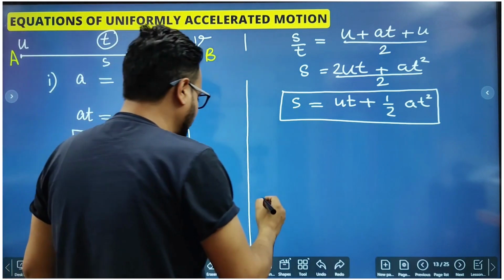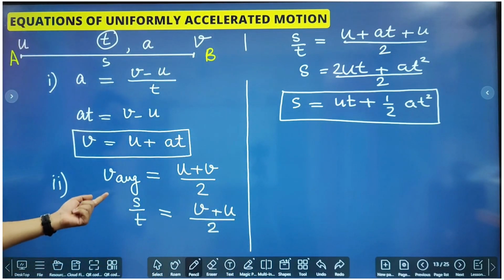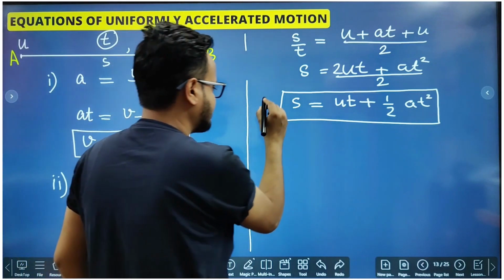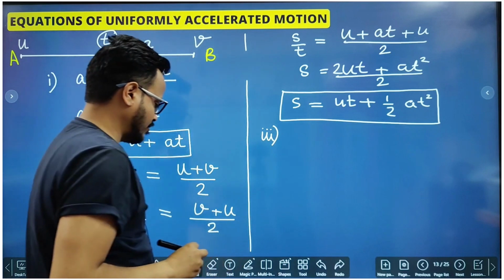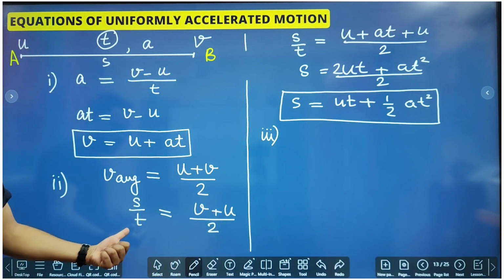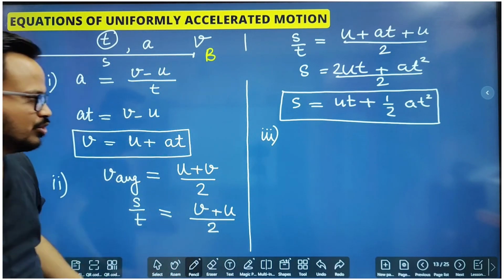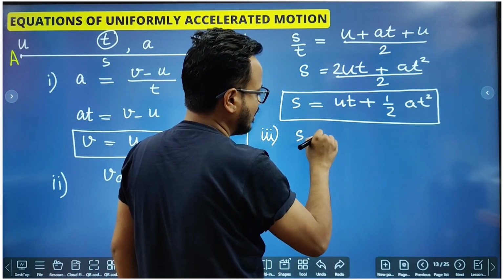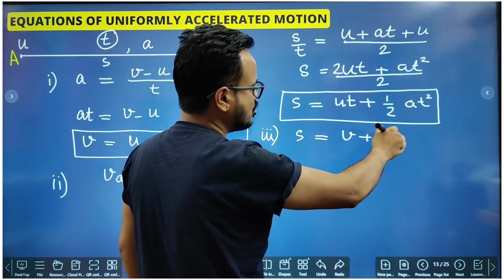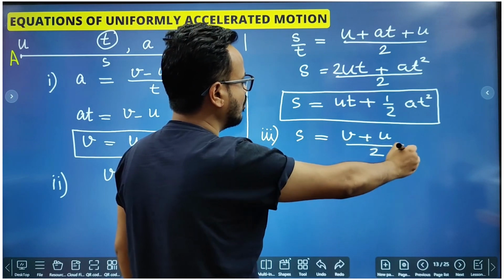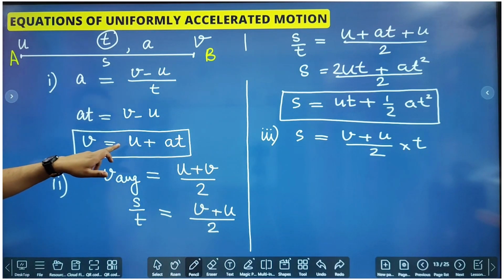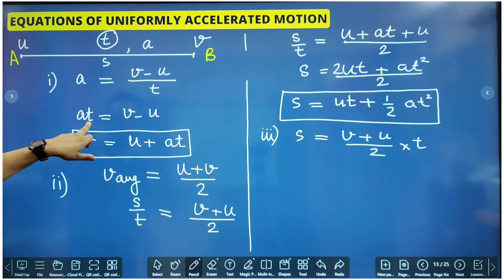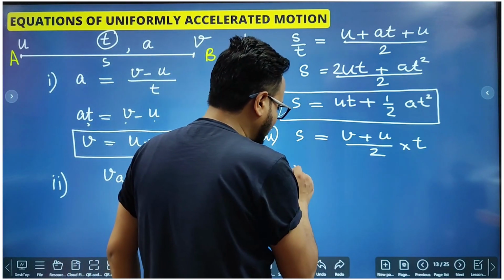Okay, the third equation will also start from this. Again use this step, and s is what? S is v plus u by 2 into t. And using the first equation, find the value of t. What is the value of t? Using this equation, the value of t is v minus u divided by a.